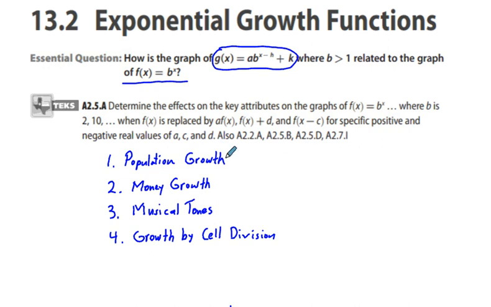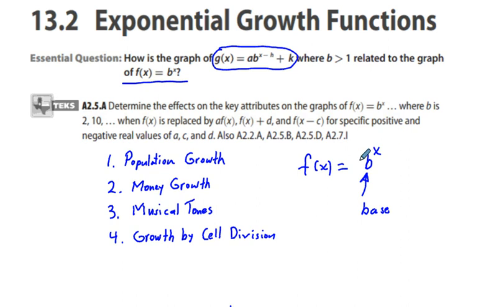So for this, I'm going to start talking about this f of x equals b to the x. If we have a function f of x equals b to the x, and I'm deliberately leaving some space here, this b here is what we call the base of the exponent, the exponential function.